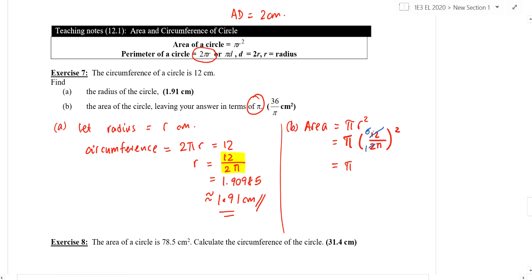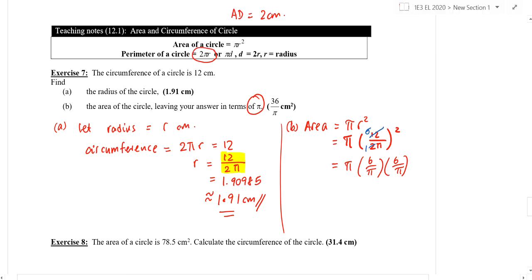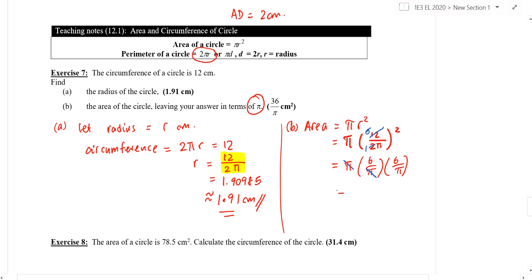So let's continue. Inside the bracket, we've got 6 over pi, and we square that. So this means it is 6 over pi multiplied by 6 over pi. It is squared, so you multiply it by itself. And we see that the pi over here can be divided by each other, resulting in numerator times numerator. 6 times 6 is 36 divided by pi square centimeters.